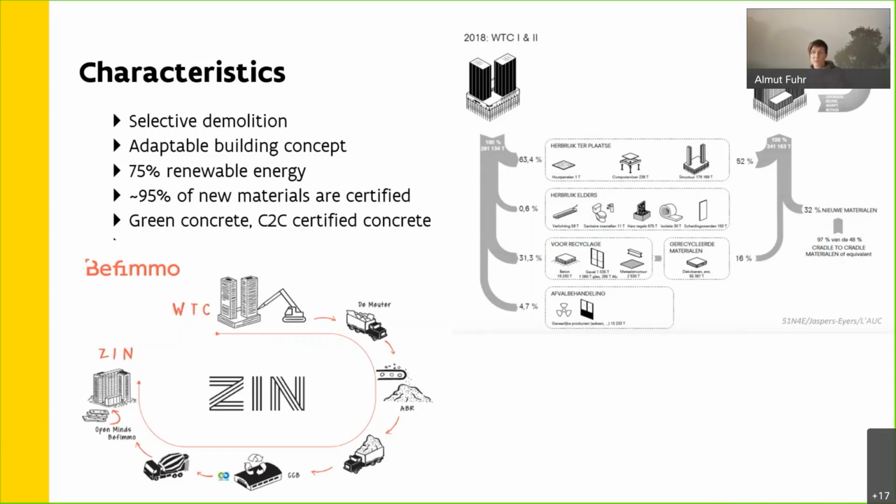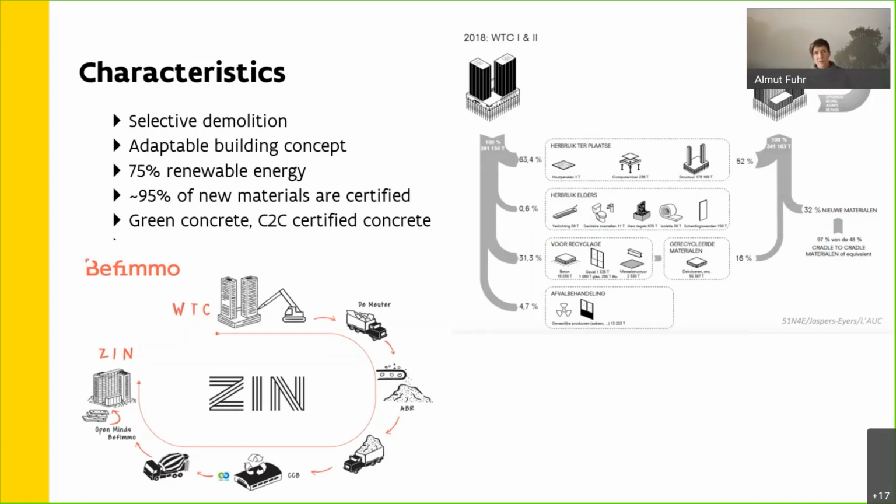In the new building, which is much bigger and which has more mass, the new building will consist 50% of old materials, reused, recycled, or preserved, and 50% new materials. So there was a very extensive selective demolition.